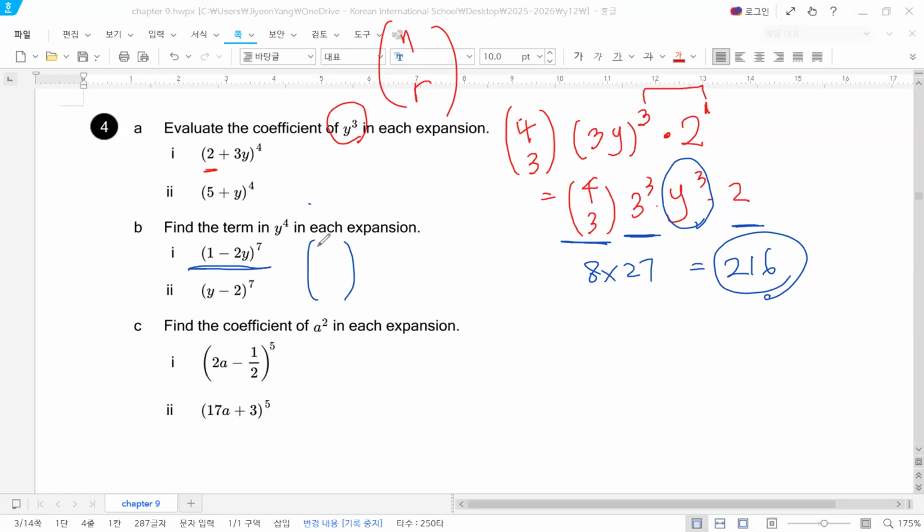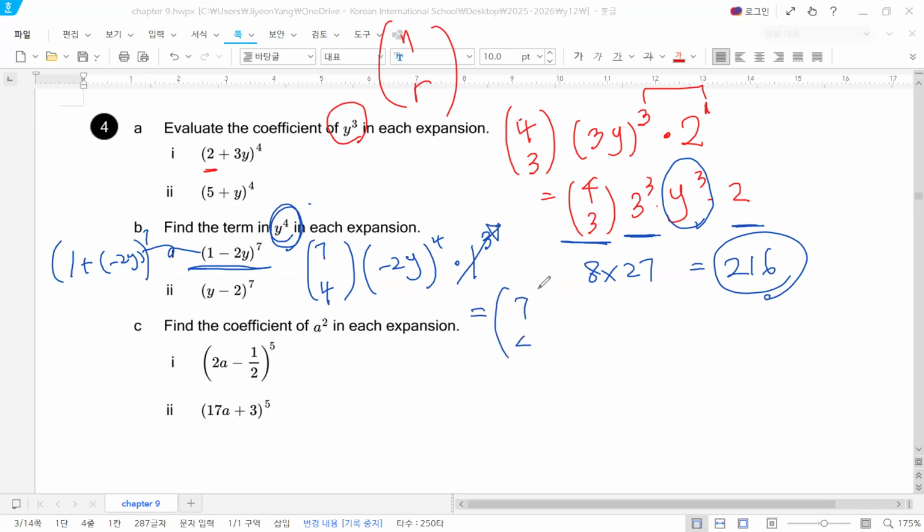This one again. What is n? 7. And then 4, since y to the power of 4. Students, please consider this one as 1 plus negative 2y. So negative 2y to the power of 4 times 1 to the power of 3. Since 1 cubed is 1, you can just ignore it. Then 7C4, a negative number to an even power is going to be positive. So 2 to the power of 4 and y to the power of 4, and you can calculate this one.